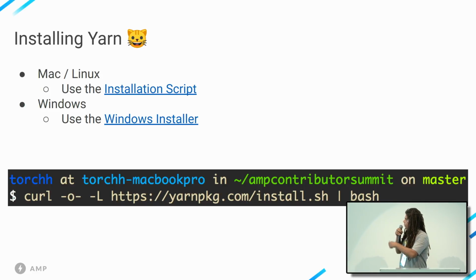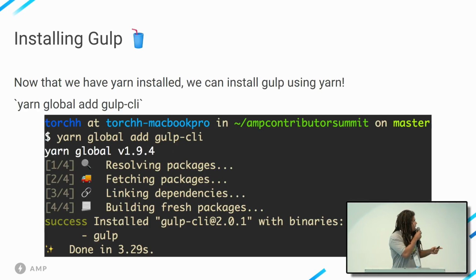So yeah, you want to look up Yarn. You can look up Yarn Package Manager. It's probably the easiest way to find it. But we also have a link to it in the contributing doc that I just mentioned a little bit ago. And yeah, we're doing a command there to install it. And then we're going to install Gulp.